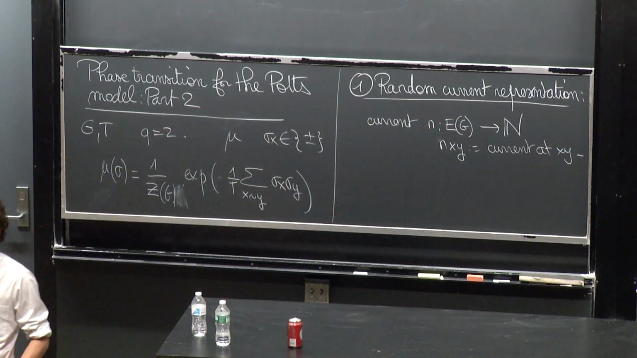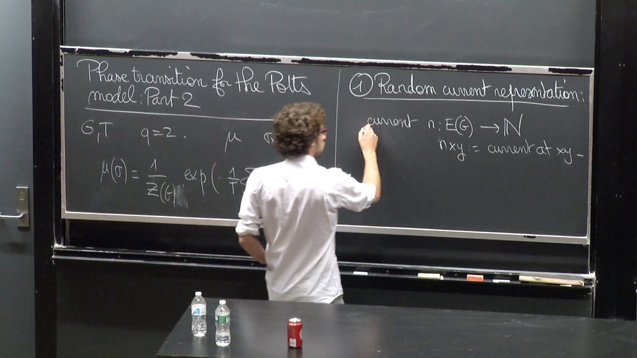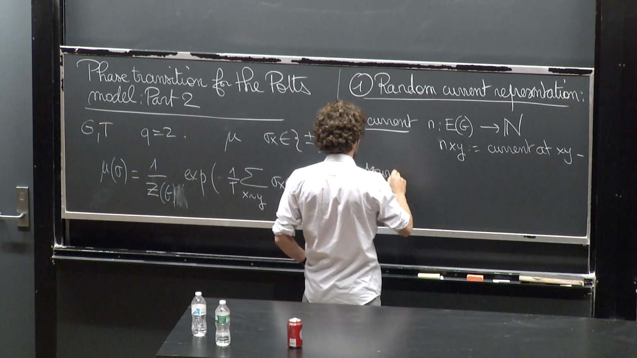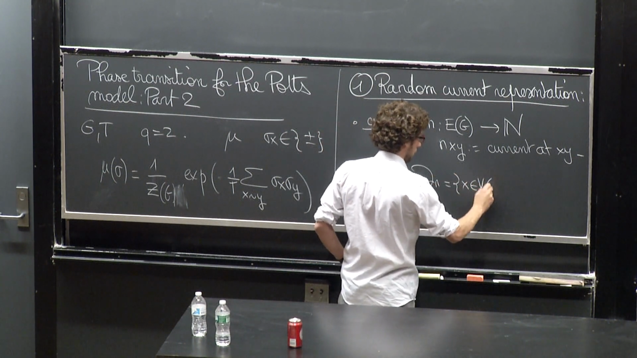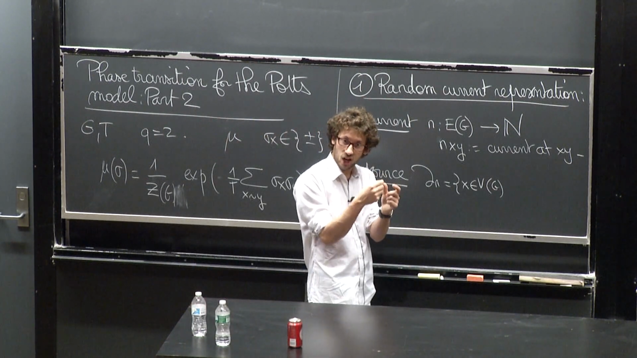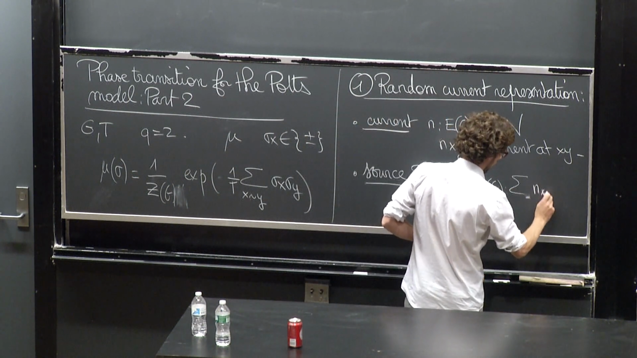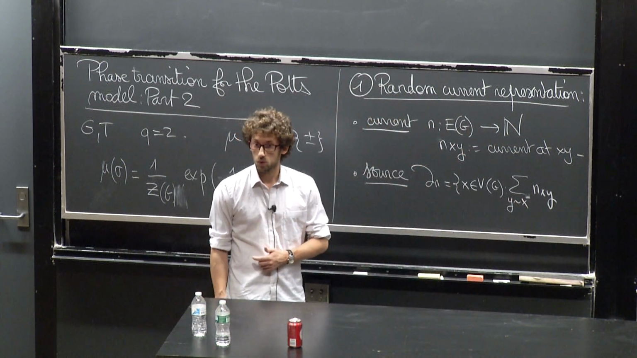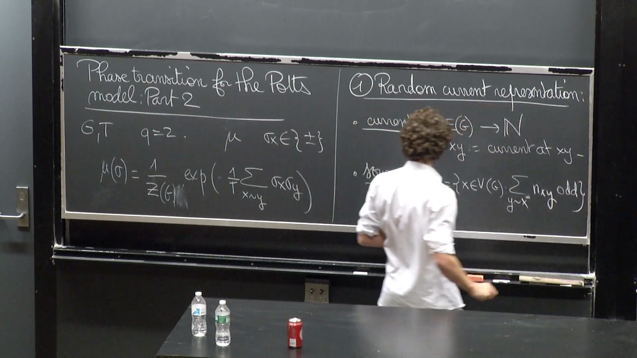So far, it's not clear why I'm calling this a current, but you're going to understand why in a second. The second thing that I'm going to introduce is the notion of source. A source is going to be the set of vertices of my graph such that if you sum the currents on the edges incident to this vertex, the sum of nxy for y neighbor of x, you get something odd. The set of vertices for which you get odd, you call it the set of sources.